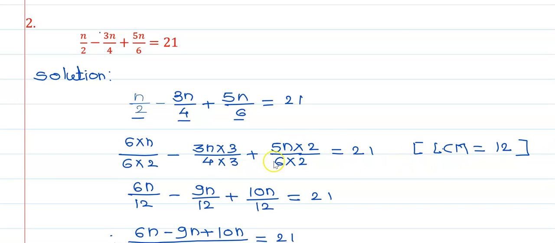Multiplied by 12, sorry, the LCM is 12, so we multiply all the fractions so that the denominator becomes 12. Therefore 2 into 6, 4 into 3, and 6 into 2, multiplied numerator and denominator, multiplied n and d, multiplied n and d.